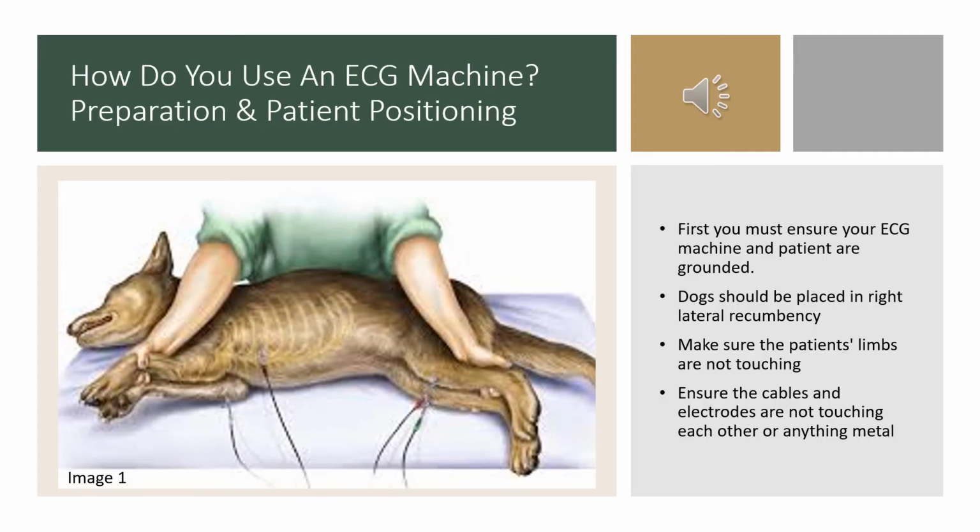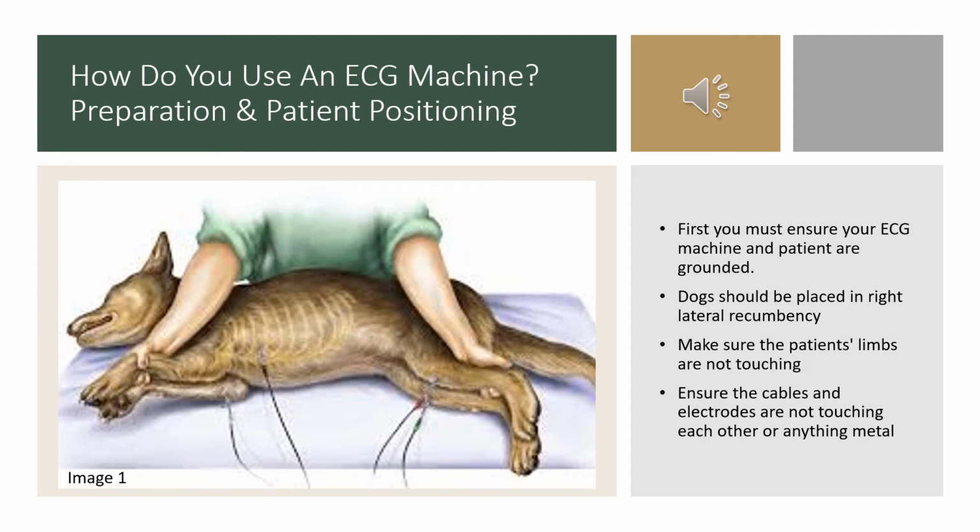How do you use an ECG machine? The preparation and positioning of your patient. Before beginning use of the ECG machine, make sure the machine is well grounded to obtain an accurate reading, as well as for the safety of the patient and yourself. A rubber mat can be used for this purpose. You should also ensure your outlet is grounded and there are no loose or cracked wires on the machine.